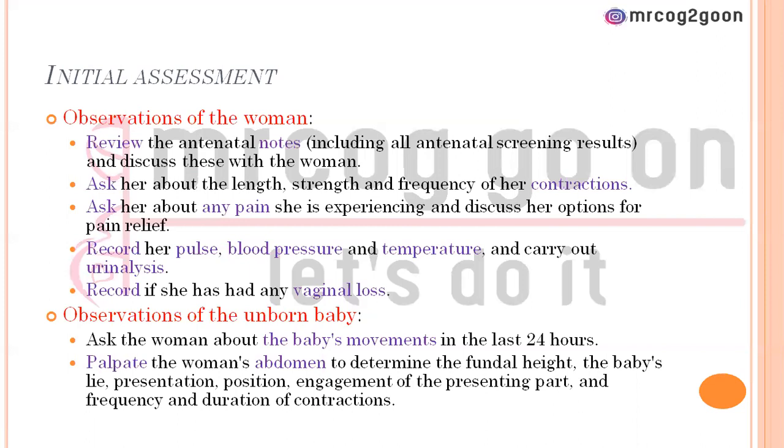Maybe she is hypertensive and she doesn't know. Maybe she has preeclampsia and she doesn't know. Maybe she was hypertensive and has now developed preeclampsia and also doesn't know. So this is routine for everyone: pulse, blood pressure, temperature, and urine analysis. And record if there is any vaginal loss.